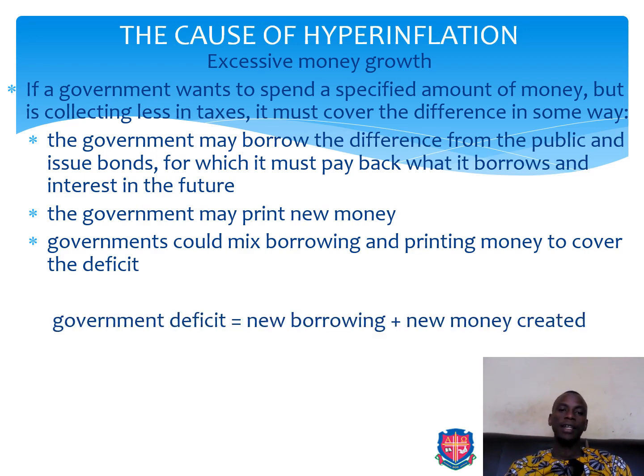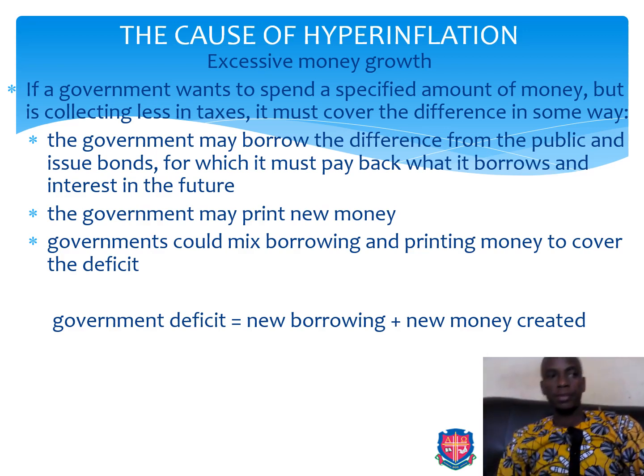And then here you can see that if a government wants to spend a specified amount of money but it's collecting less taxes, it must cover the difference in some way. The government may borrow from the public and issue bonds. We'll talk more about bonds and treasury bills. The government borrows from the public, not everyone, of course. They borrow from those with money. They don't borrow from every Tom, Dick, and Harry.